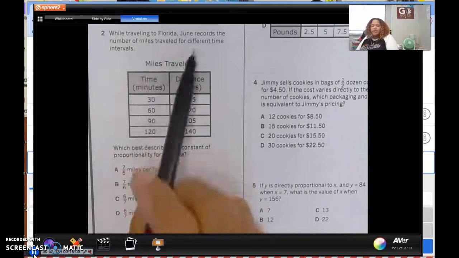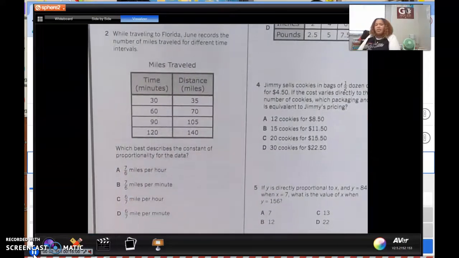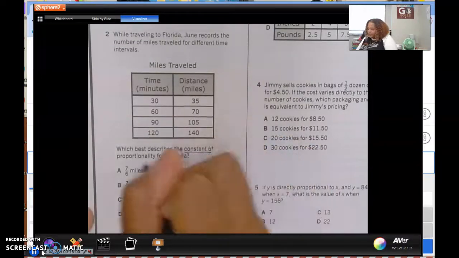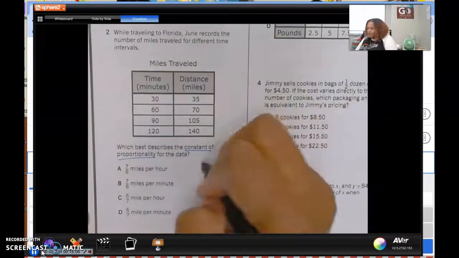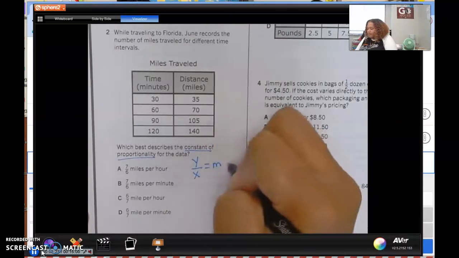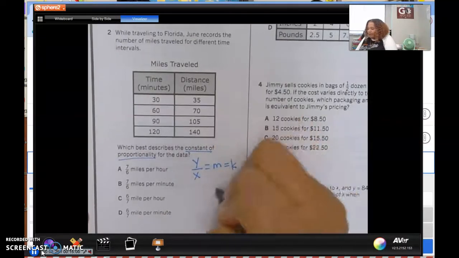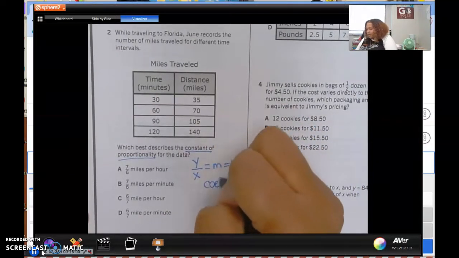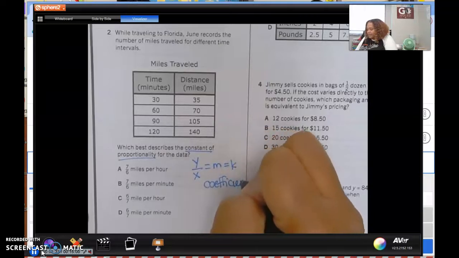Okay, the next one. It says, while traveling to Florida, June records the number of miles traveled for different time intervals. Which best describes the constant of proportionality? This is the constant of variation. This is the y over x. This is my m, which is my slope, or k, or this is my coefficient of x. Lots of names here.